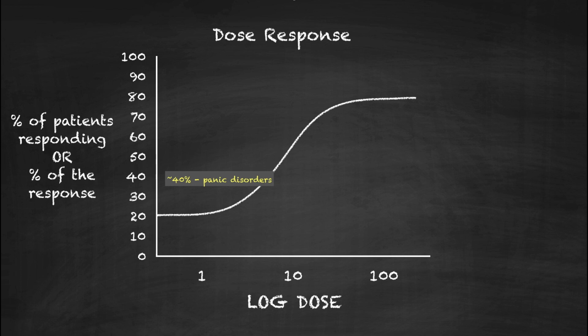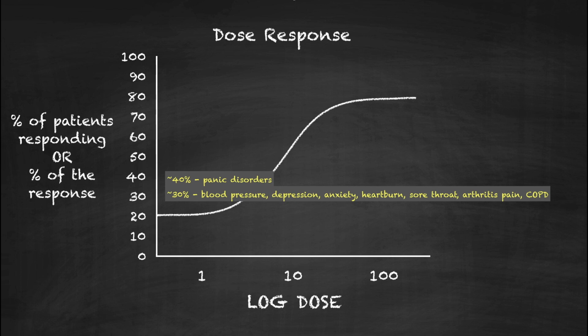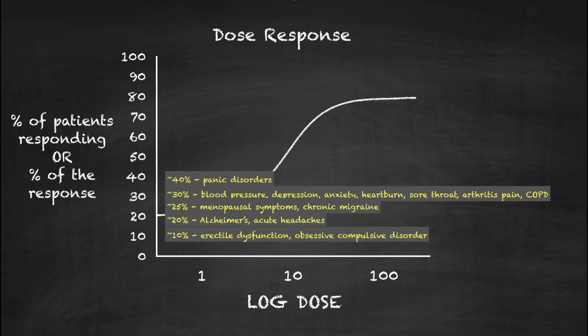It can vary from around 40% for people with panic disorders. It could be maybe 30% for things like blood pressure, depression, and anxiety. A little bit less for menopausal symptoms and chronic migraine, 20% for Alzheimer's symptoms and acute headaches, 10% for erectile dysfunction and OCD, and as low as 5% for people who are definitely having a psychotic event or hearing voices. And then you have general anesthesia, for which there's no placebo group response. So we have this spectrum of placebo group effect, generally around 20%.